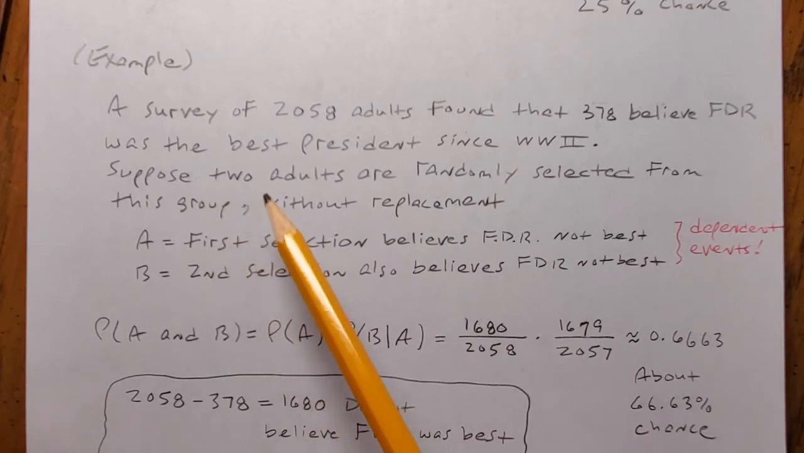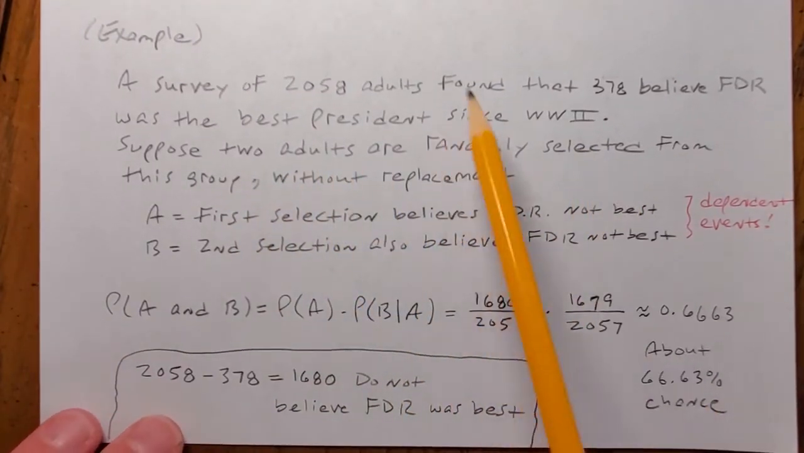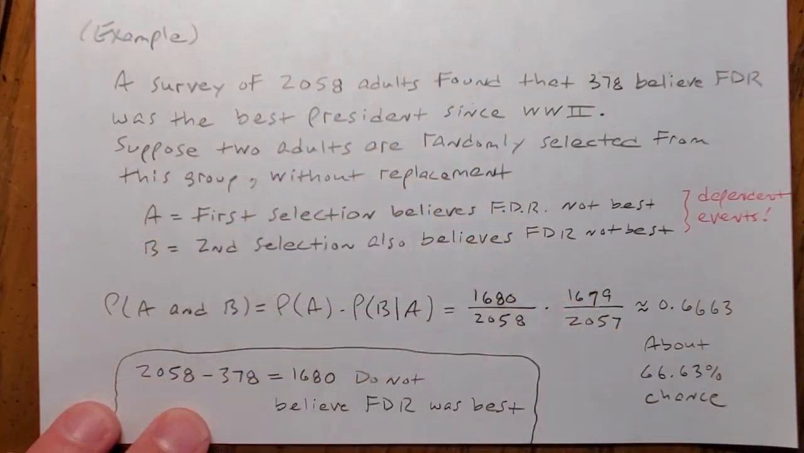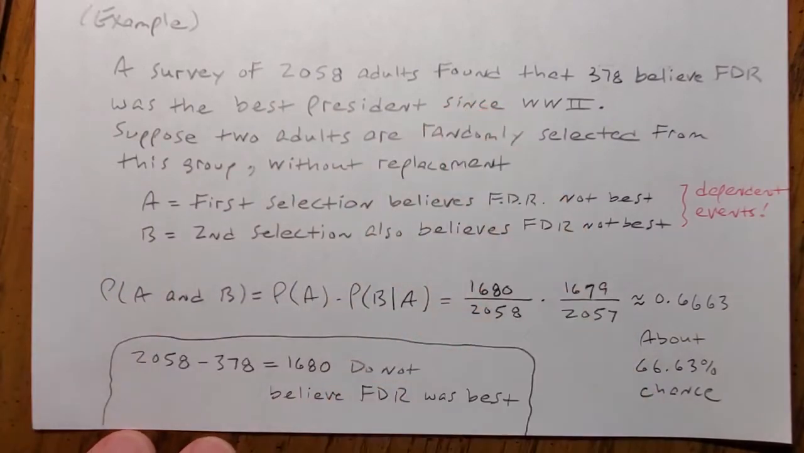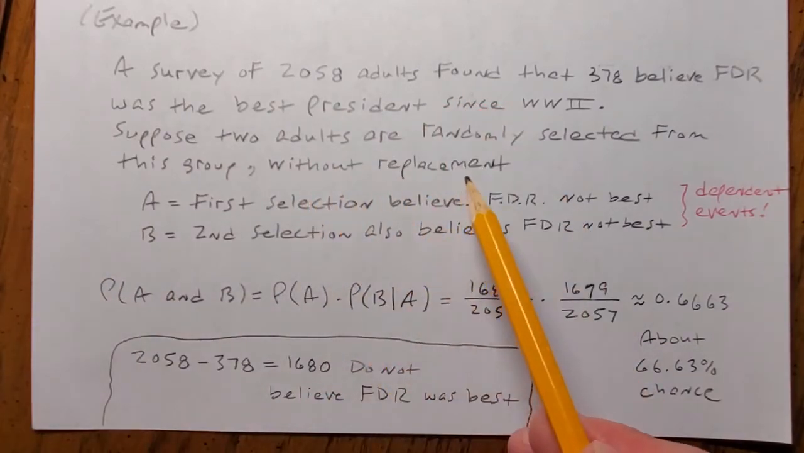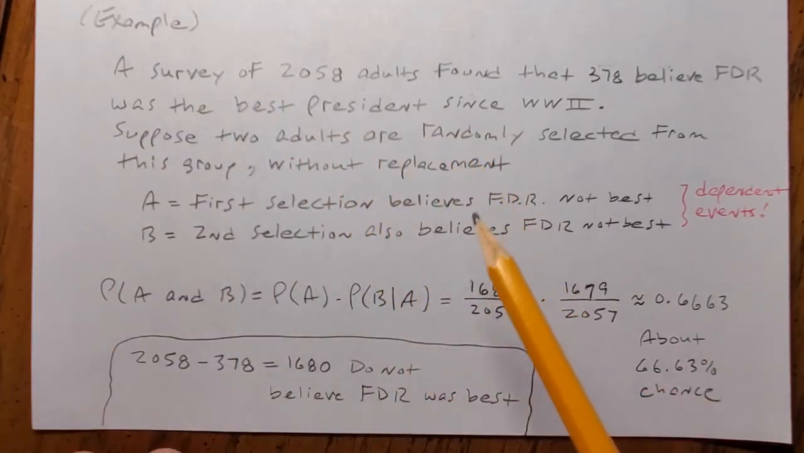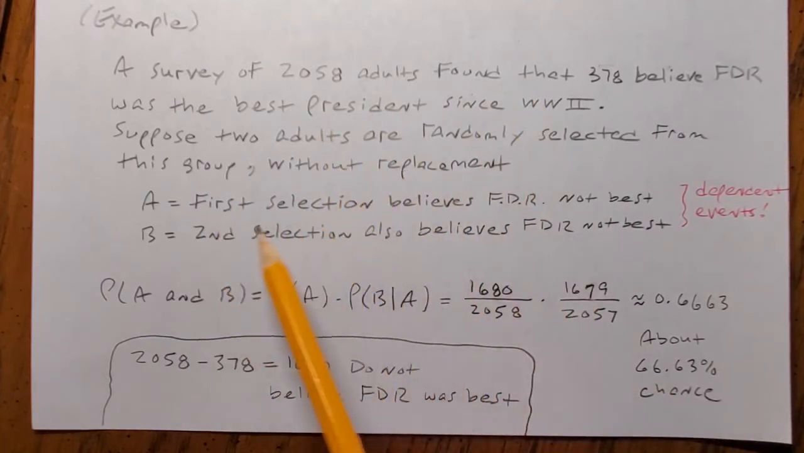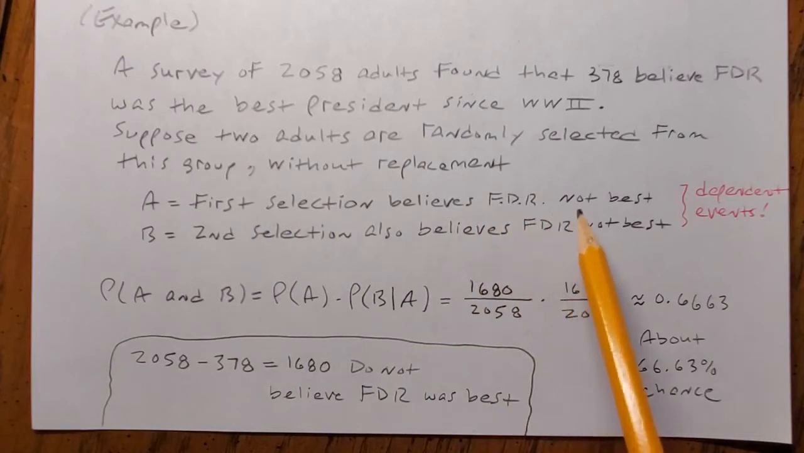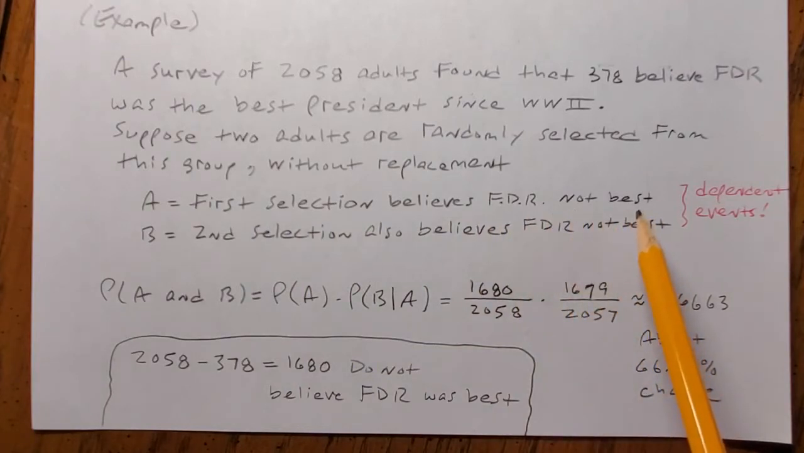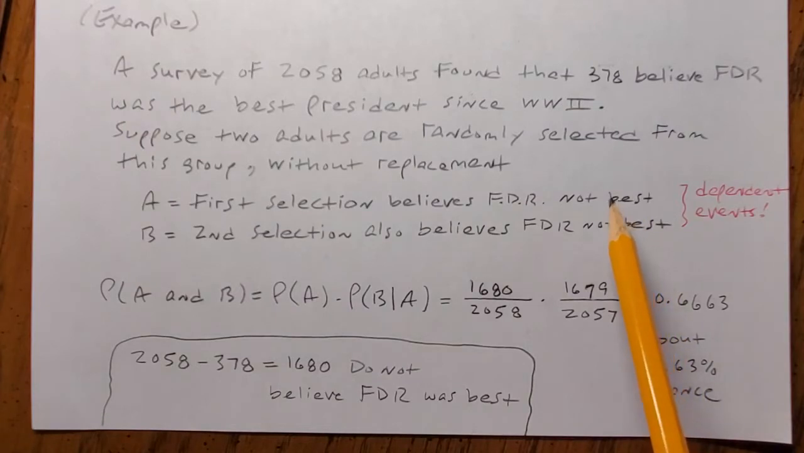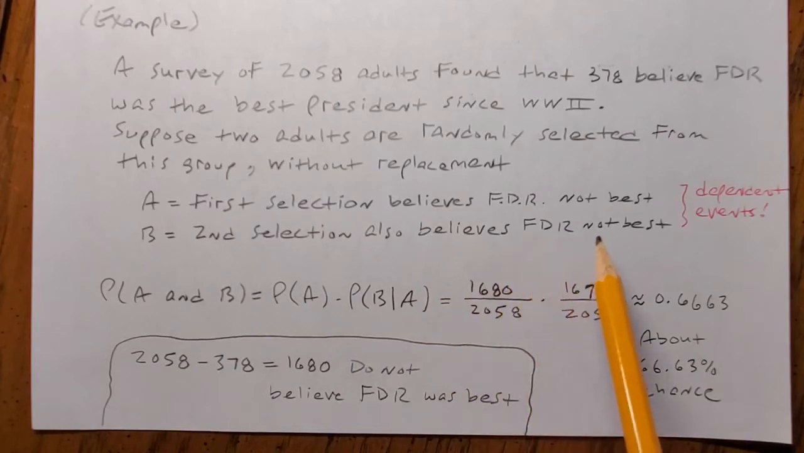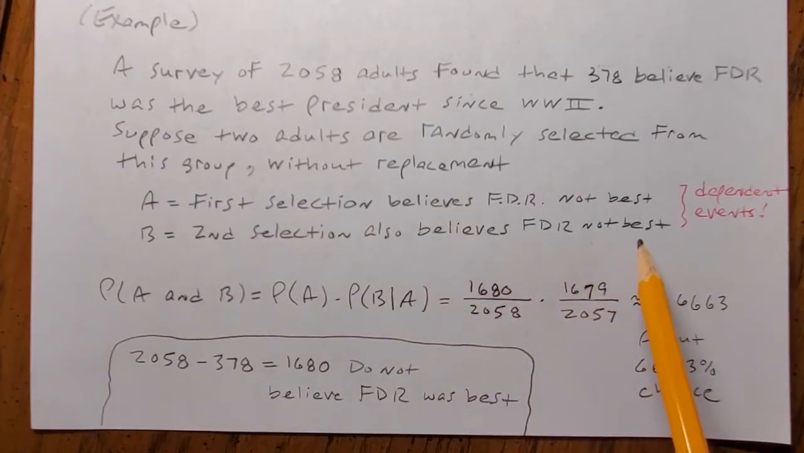So suppose that you select adults randomly from this group without replacement. I choose one person, maybe I gather their opinion, and then I take them out of the group, and then I choose another person. That's what we would mean by without replacement. That first choice is taken out of selection. Now, here are the events I want to talk about. You choose a person at random from this group, and the first selection believes FDR was not the best president since World War II. Then you take that person out of the group, and the second person you select also believes that FDR was not the best post-World War II president.